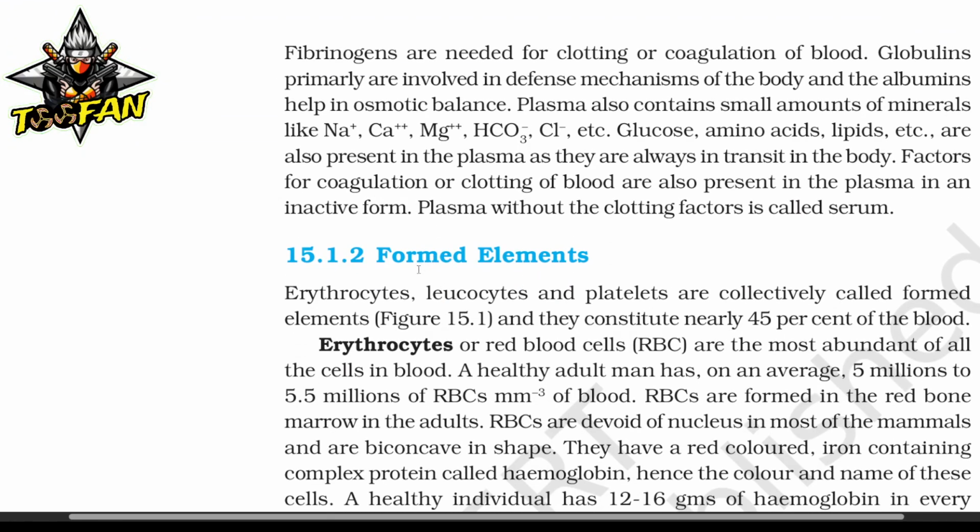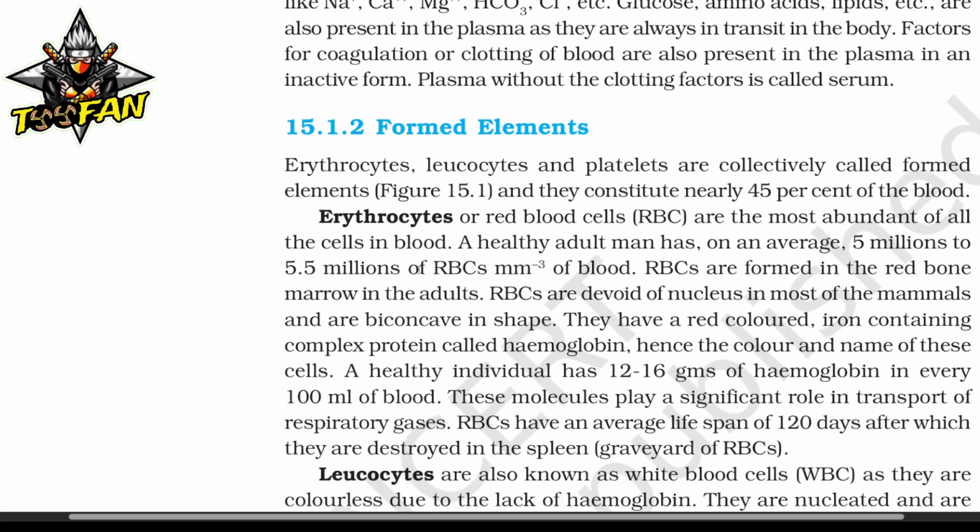Formed elements: erythrocytes, leukocytes and platelets are collectively called formed elements, and they constitute nearly 45% of the blood. Erythrocytes or red blood cells are the most abundant of all the cells in the blood. A healthy adult man has on an average 5 million to 5.5 million RBC per mm³ of blood. RBC are formed in the red bone marrow. In the adults, RBC are devoid of nucleus in most of the mammals and are biconcave in shape.